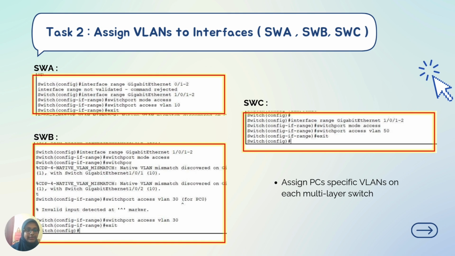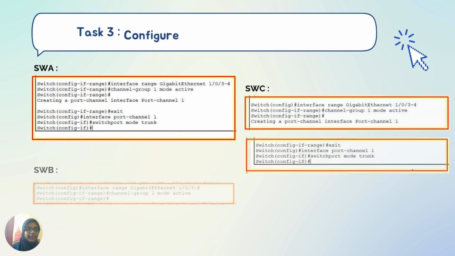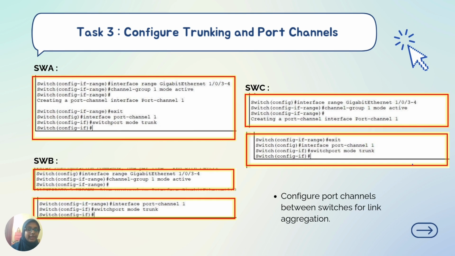Okay, task 3. Configuration of traffic and port channel. In this configuration, we are setting up link aggregation between 3 switches, SWA, SWB, which allows us to combine multiple physical links into a single logical link. This approach increases bandwidth and provides redundancy, enhancing both performance and reliability in the network.